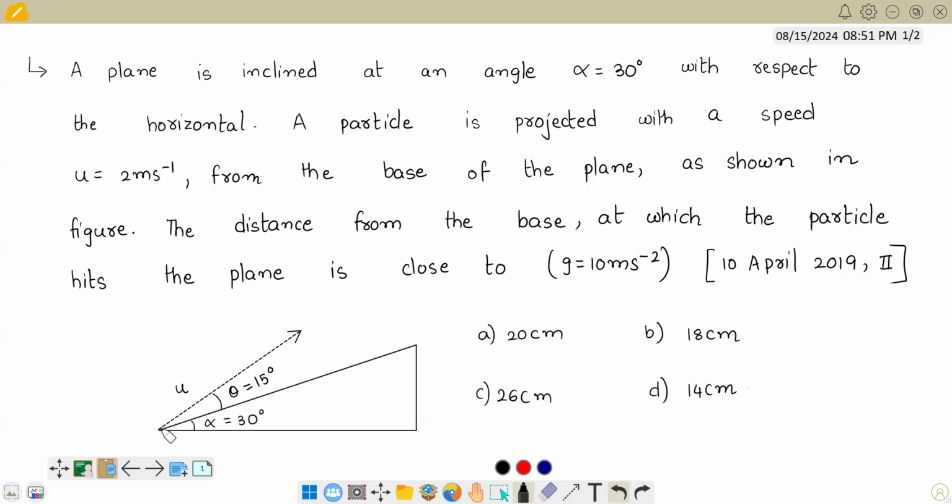We have projected something, so most probably it would travel in this way and eventually it would hit somewhere. You have to find the distance from the base at which it would hit. I think when he says distance from the base, most probably he means displacement only, because distance means the length of the path traveled by the body, which would be slightly difficult to calculate. So here we need to find the displacement.